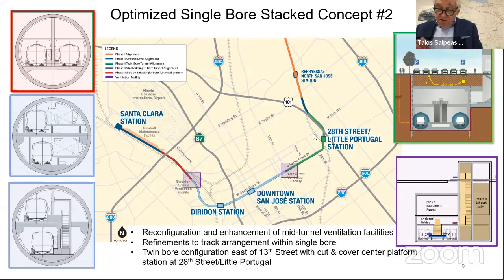It's important for me to remind the board and the public that the 28th Street Little Portugal station always was a cut and cover station, a box similar to what we're talking about for the 13th, 14th Street ventilation structure. As a matter of fact, I'm here to remind the board that part of that box on 28th Street, there is also a ventilation structure there, and it has a footprint of 60 by 80 on the surface.